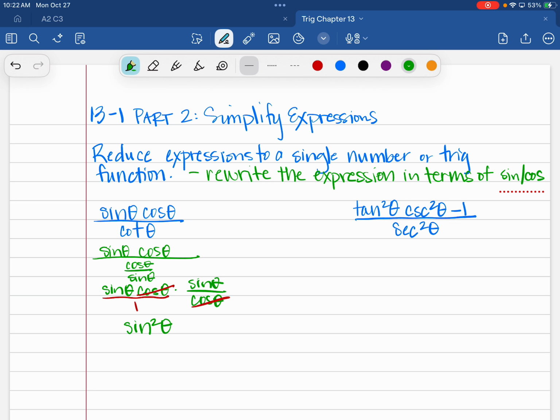So again, on this one, I would start by replacing, here we have a tangent, cosecant, secant, with their sine and cosine counterparts and see what happens. There might be a better way to go about this, but I don't really know yet. We just start plugging stuff in and see what happens. So I would replace the tangent squared with sine squared over cosine squared.